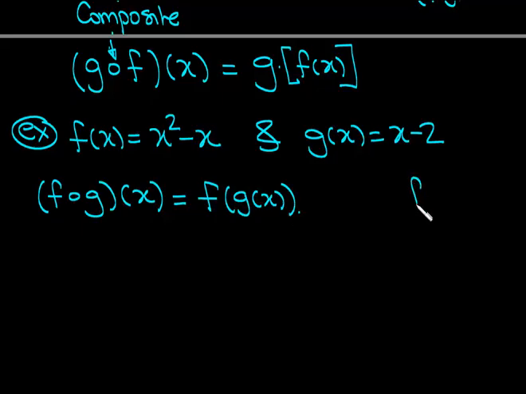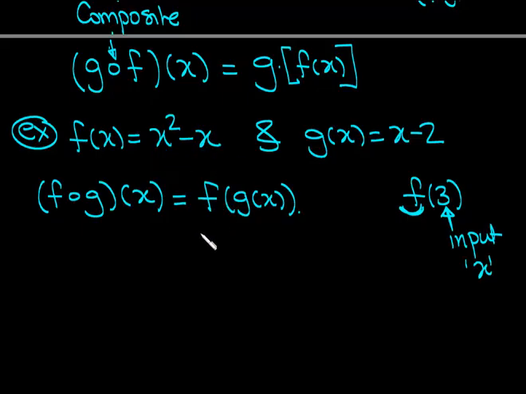Now, if I had f of 3, what would you have done? In the function f, you replace x with 3, because this is my input, and my input is usually x. So I'm replacing all the x's with 3. In this function I get 3 squared minus 3, so 9 minus 3. I'll end up with 6.